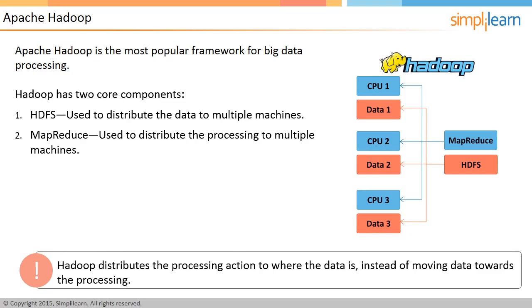The concept of distribution performed by HDFS and MapReduce is illustrated on the image. First, HDFS divides the data into multiple sets, such as Data 1, Data 2, and Data 3. Next, these datasets are distributed to multiple machines, such as CPU 1, CPU 2, and CPU 3. This action is performed by MapReduce. In the end, the processing is done by the CPUs of each machine on the data assigned to that machine.